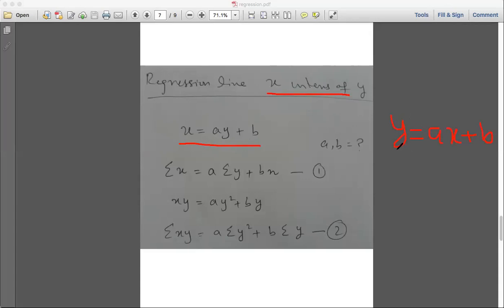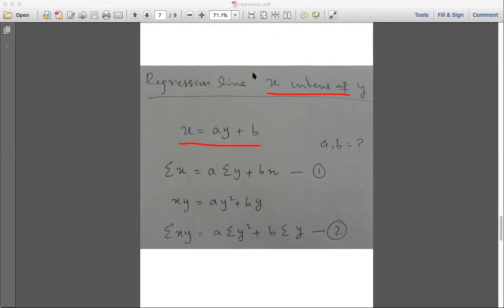In regression line y in terms of x, y was depending on x. And in regression line x in terms of y, x is depending on y. So how to find the same? We will apply the same method again. What will we do? We need to find a and b. But before this, we will find two equations by using the least square method.